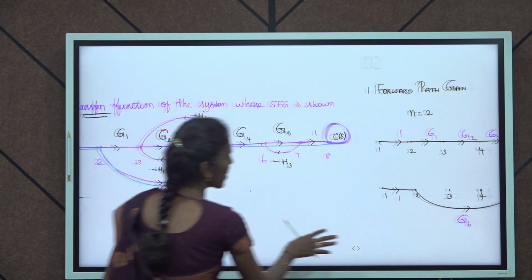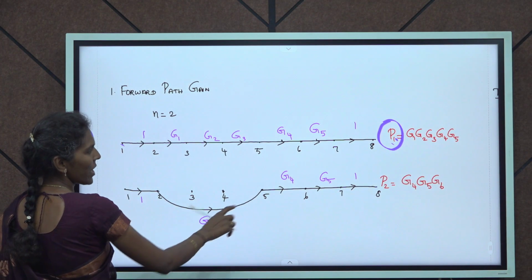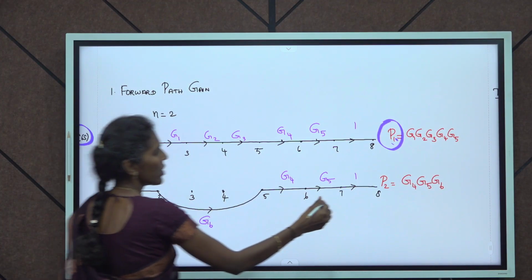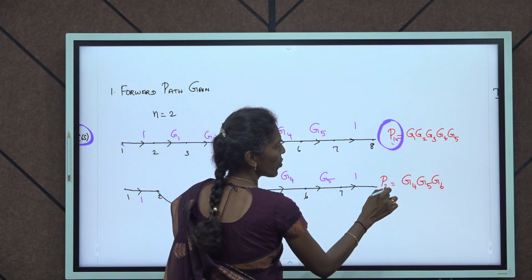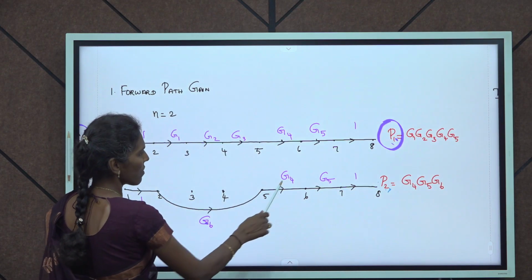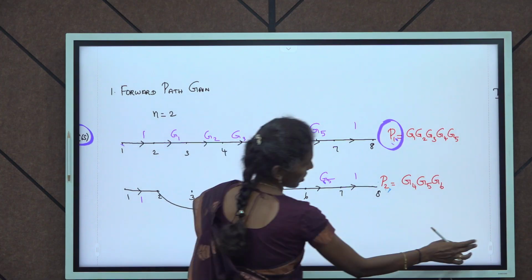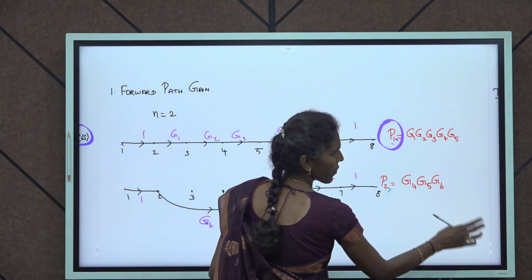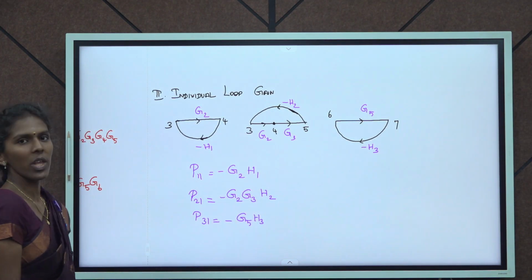And the forward path gain for this is we have to multiply the signal flow through it, and here we are representing the number 2, which indicates forward path 2. We have to multiply the signals G6, G4, G5, and we are writing it in the order, that is G4, G5. And the second step is we need to find out the individual loop gain.